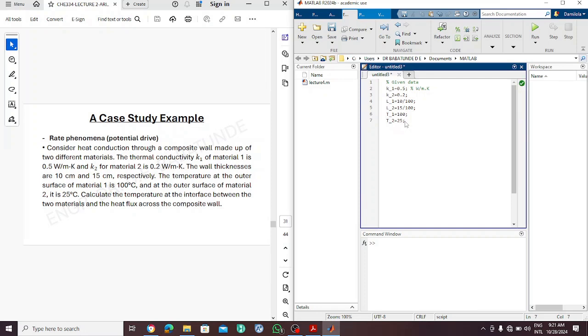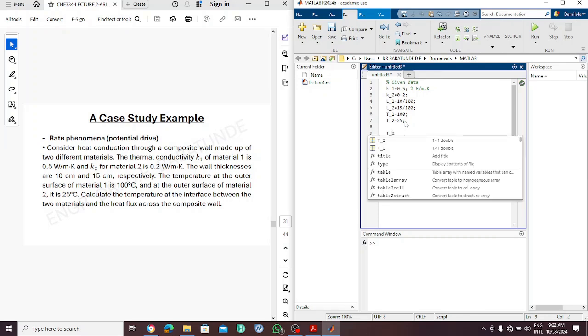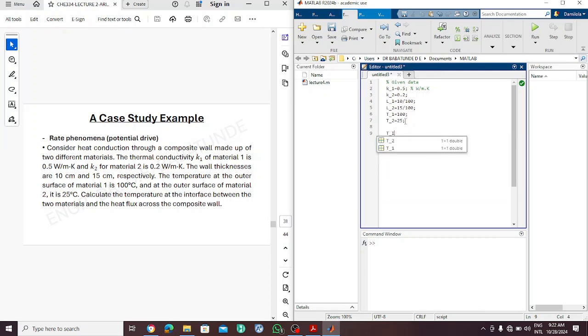Okay. Do you have the complete data set? So we have the given data set up. So we are looking at T underscore high.